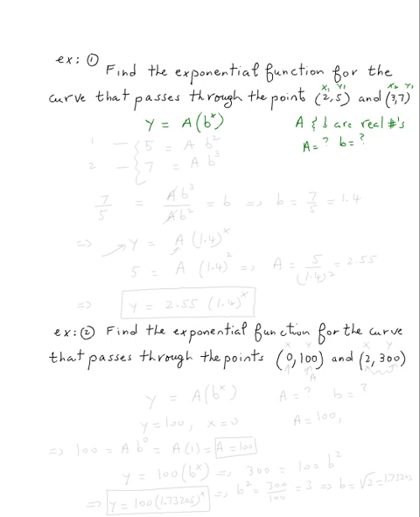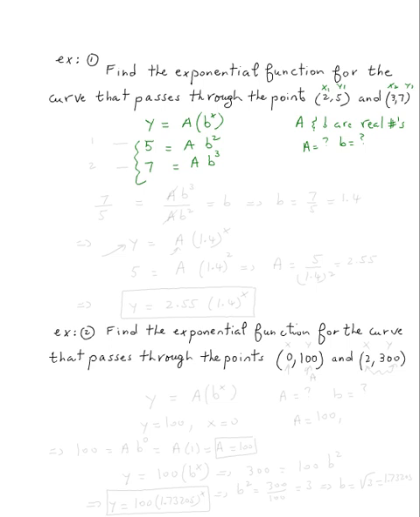Alright, so now what do we do? What does it mean that (2, 5) is a point on the curve? It means when x is 2, y equals 5. So plug in 2 for x, plug in 5 for y. Now, what does it mean that the point (3, 7) is on the curve? It means when x is 3, y is 7. In other words, plug in 3 for x and plug in 7 for y.